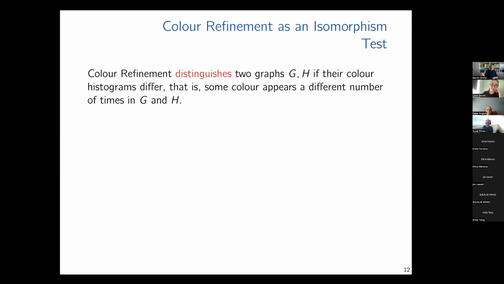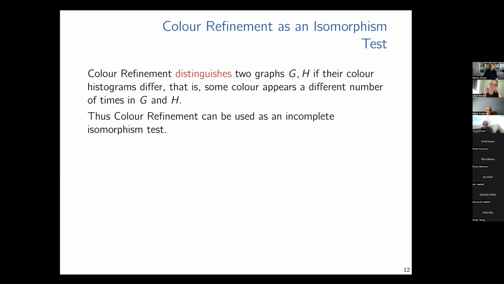Basically, we would say that color refinement distinguishes two graphs if their color histograms differ. That means there's some color where we have different numbers of vertices in the two graphs. So we just look how many red, blue, green vertices are there and compare this. If it's different, the graphs cannot be isomorphic. If it's the same, they can still be non-isomorphic. Our coloring is just not good enough. That may happen.